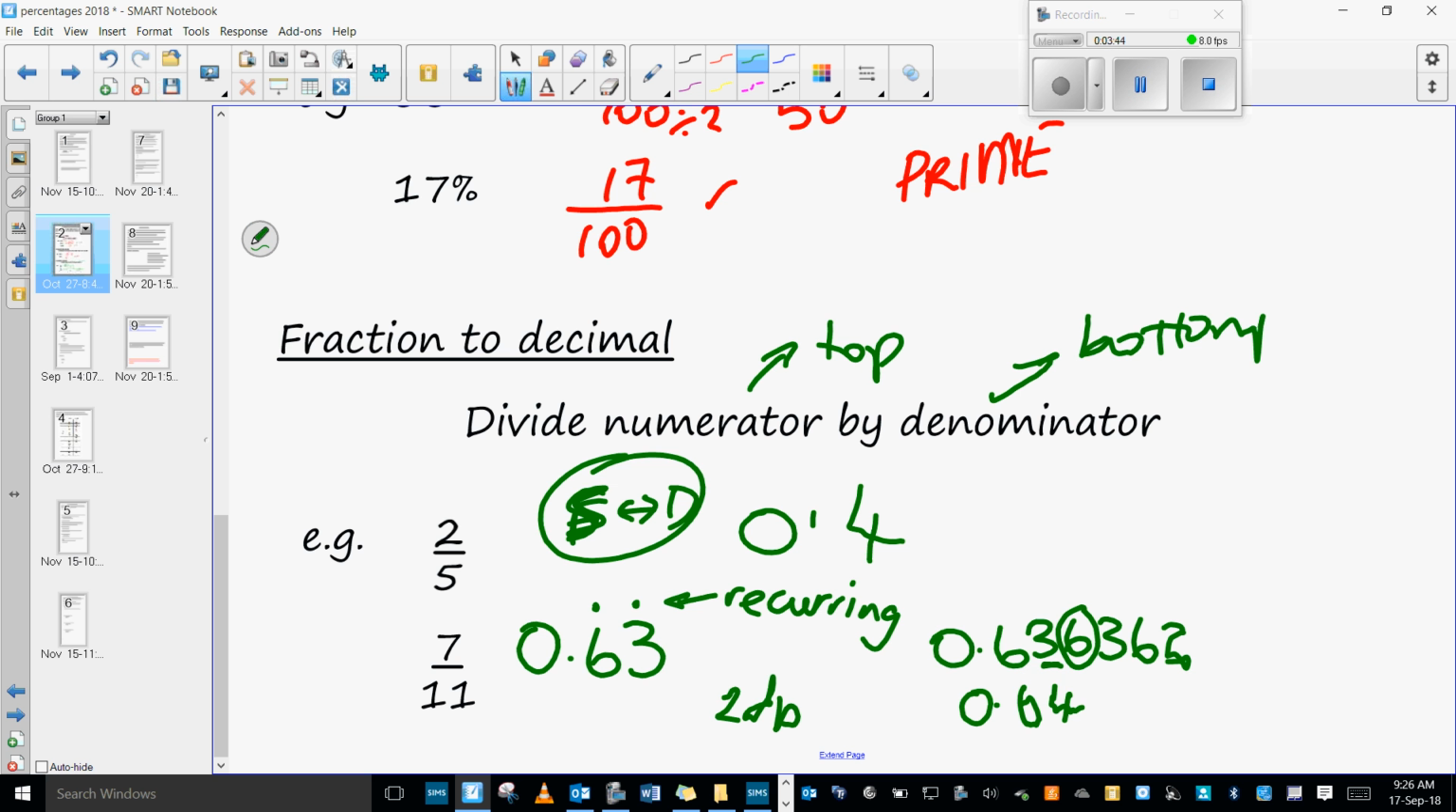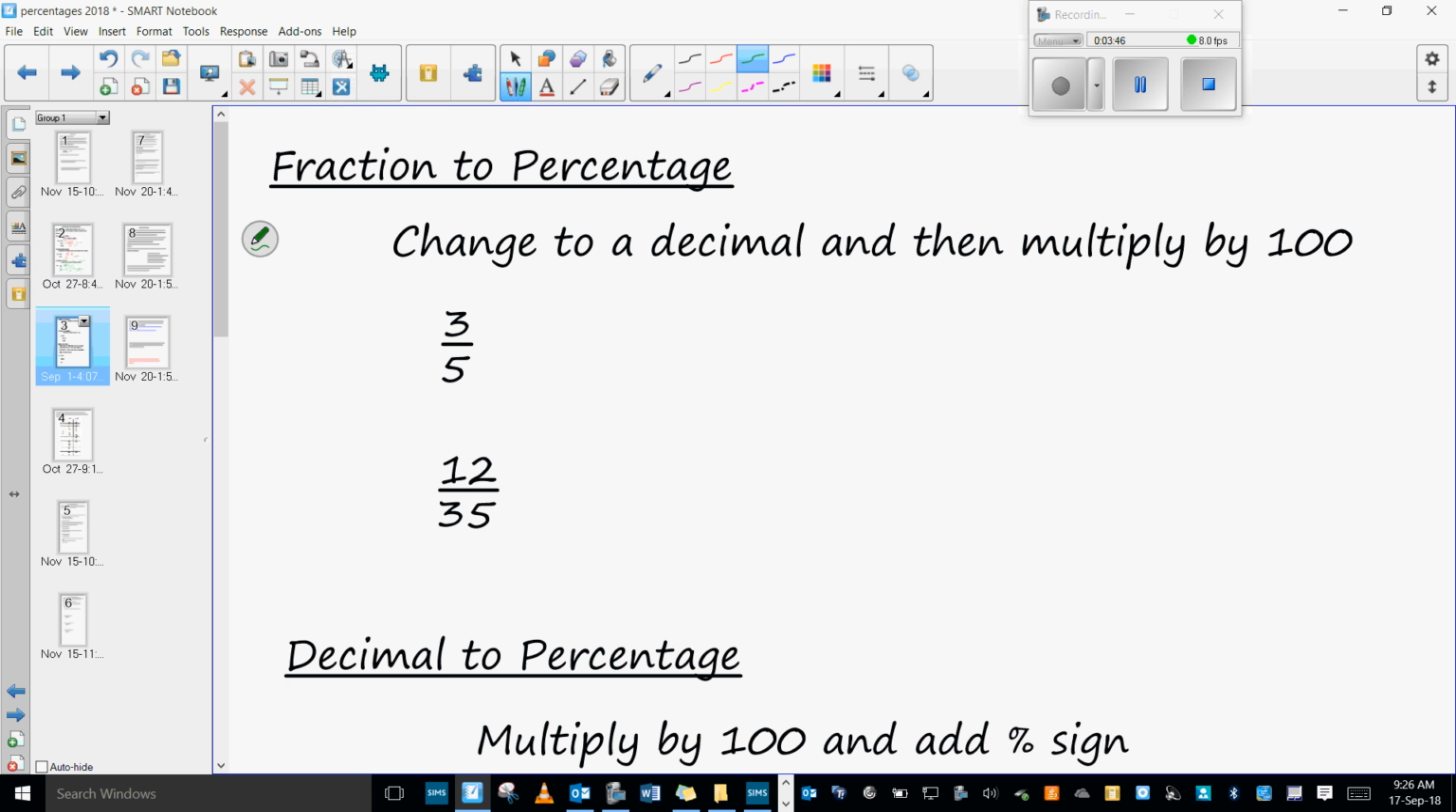Okay, next one. Fraction to percentage. Now, you've actually got a couple of ways of doing this, so I'm going to go through both of them with you because one of the questions in the exercises uses this method. So one option is to change it to a decimal. So remind me, how do we change a fraction to a decimal? We've just done it. Maya?